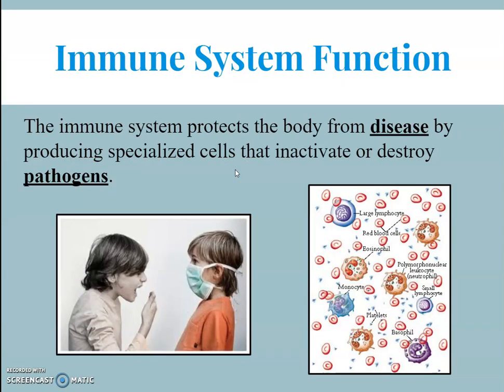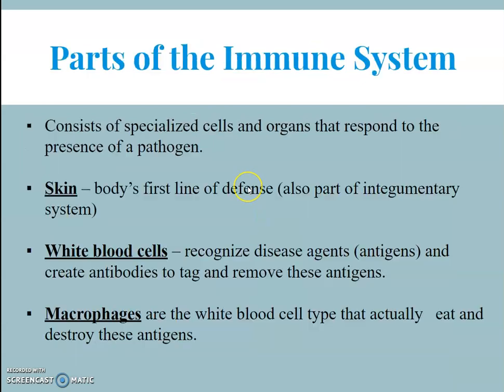Next is the immune system. This is the last one we're going to talk about today. The function of the immune system is to protect the body from disease by producing specialized cells that inactivate or destroy those pathogens or foreign invaders.